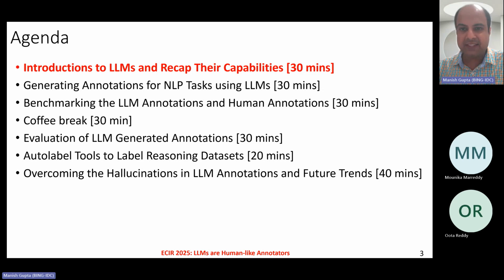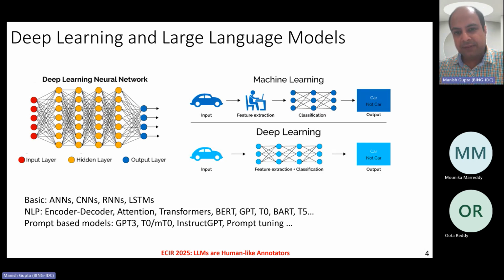Okay. So let's get started with part one. Part one is more like a revision. It's a discussion about what the various LLMs are and what they are capable of, so as to understand their skills or capabilities, which make them usable for generating annotations.